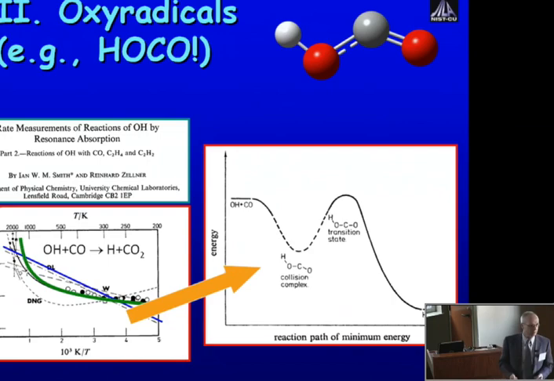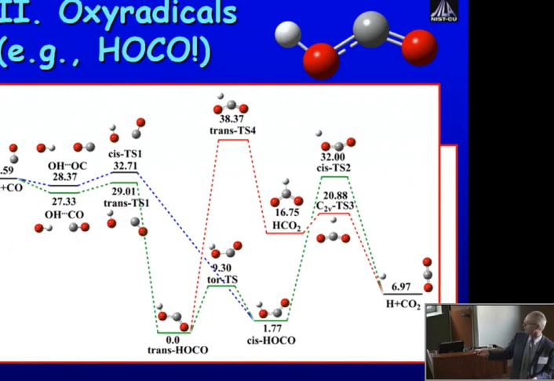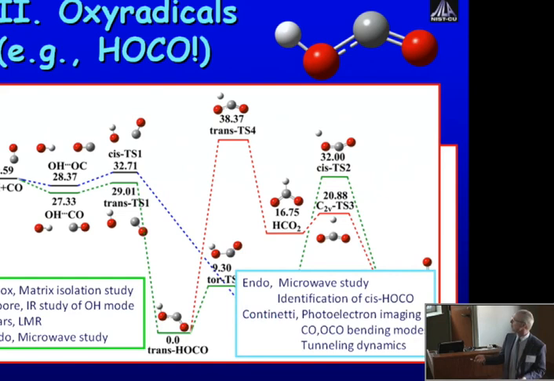And indeed it is. But in fact, it turns out to be very stable. It's really quite a stable radical intermediate, and it's been looked at a number of ways. You guys have seen it too, right? But the first microwave study, I think, was done by Endo. And a lot of matrix isolation. Brad Moore did a nice infrared study of the OH stretch mode.